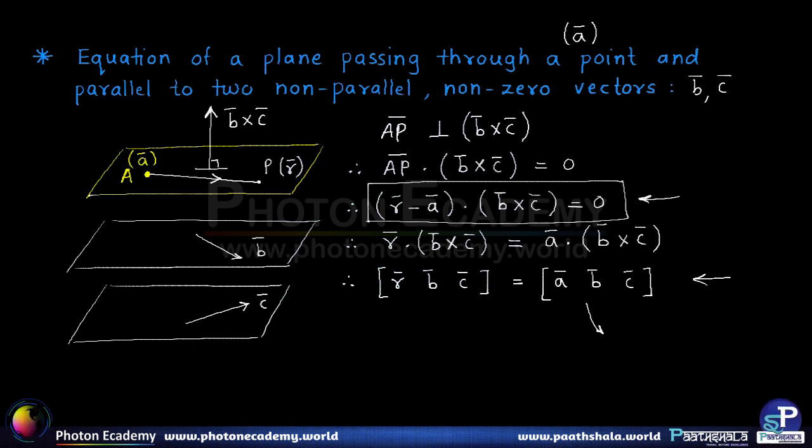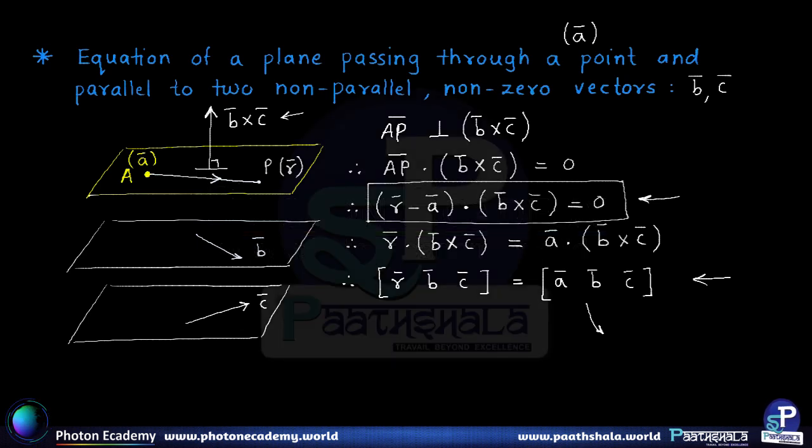Now if you consider the third step, which is more conceptual and which you can visually remember, r bar minus a bar is a vector in the plane and b bar cross c bar is the normal vector. So clearly their dot product has to be 0.